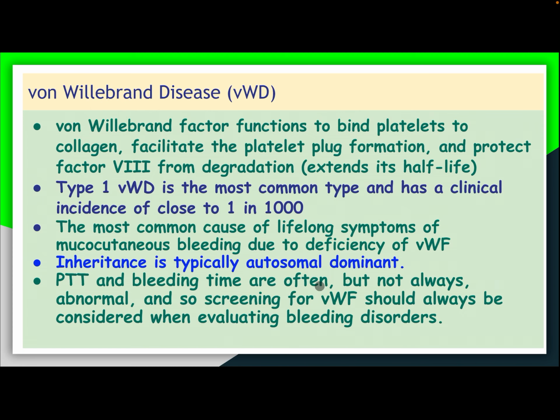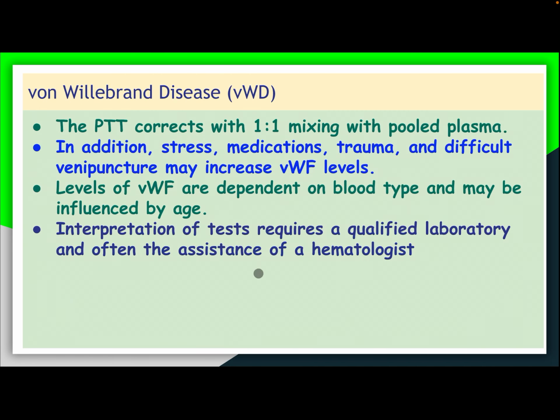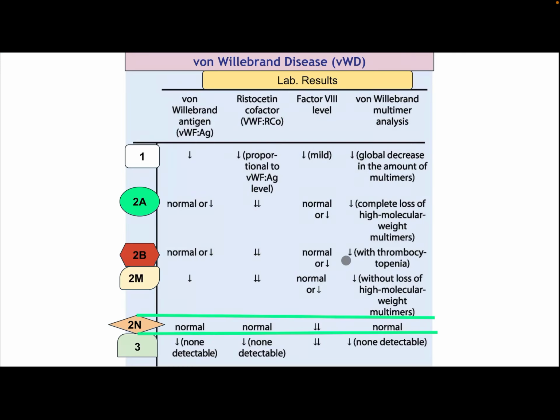PTT and bleeding time are often, but not always, abnormal, so screening for von Willebrand factor should always be considered when evaluating a bleeding disorder. The PTT corrects with 1-to-1 mixing with pooled plasma. In addition, stress, medication, trauma, and difficult venipuncture may increase von Willebrand levels. Levels of von Willebrand factor are dependent on blood type and may be influenced by age. Interpretation of tests requires a qualified laboratory and often the assistance of a hematologist.